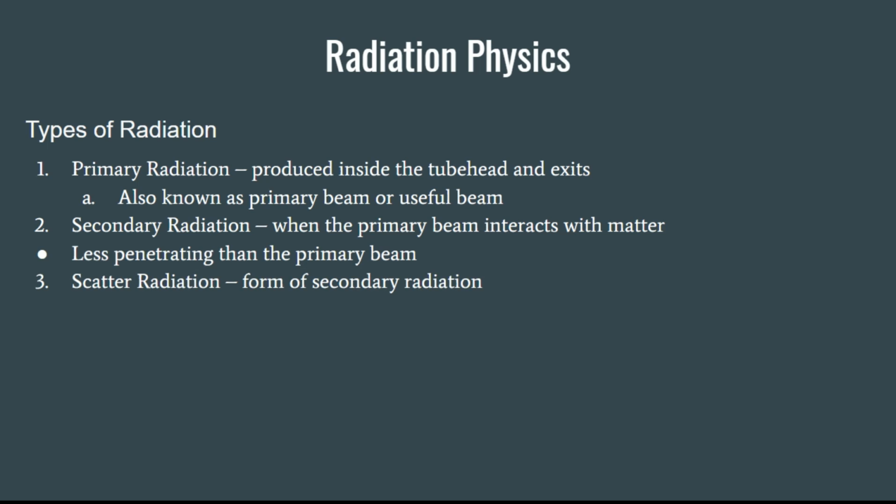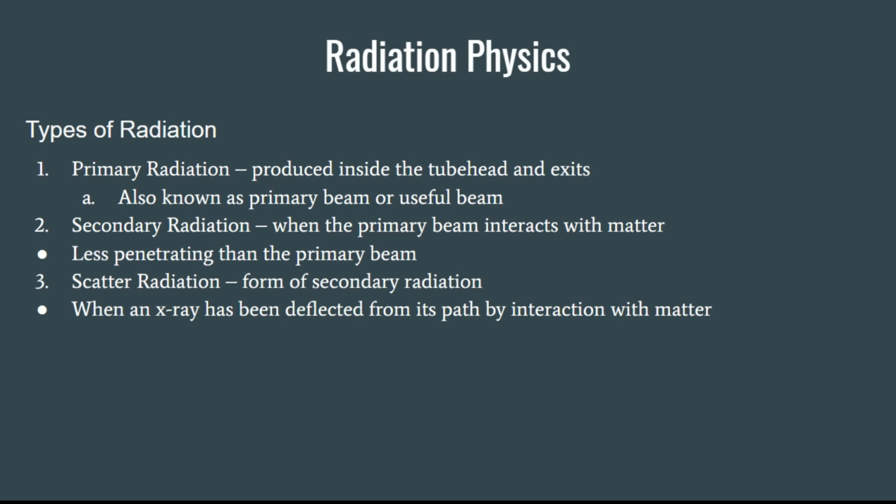The third type is scatter radiation. This is another form of secondary radiation because it does come into contact with matter, but this is when it has been deflected from its path. So it comes into contact with matter and, think of it as, it zings off in another direction.